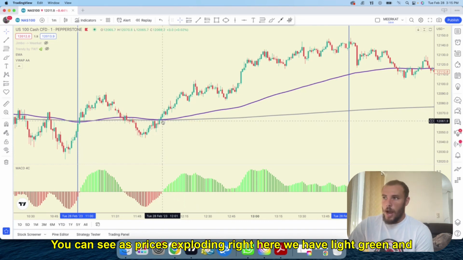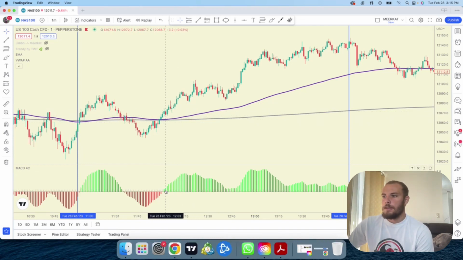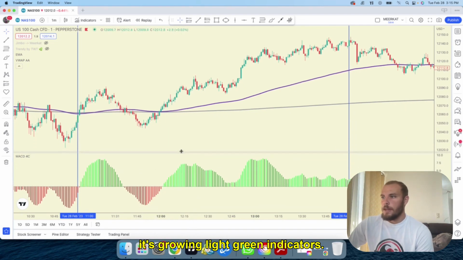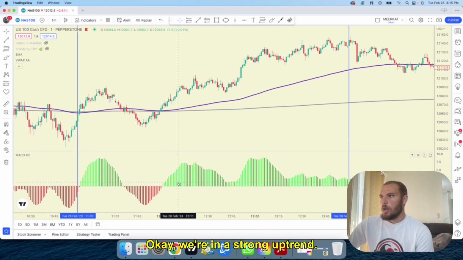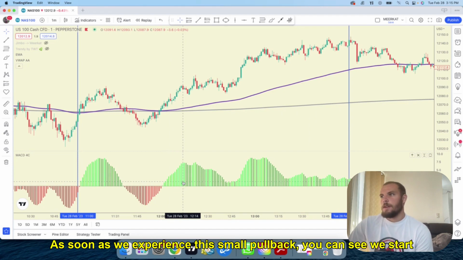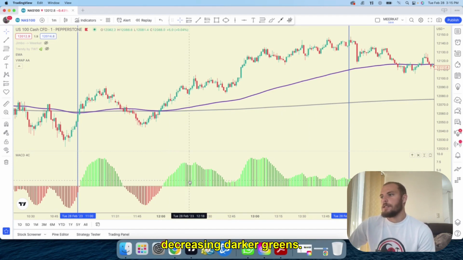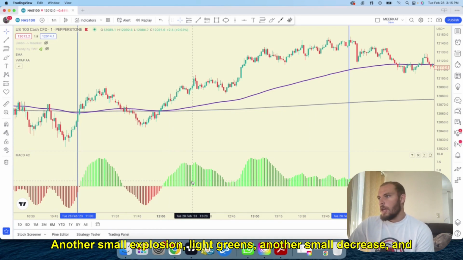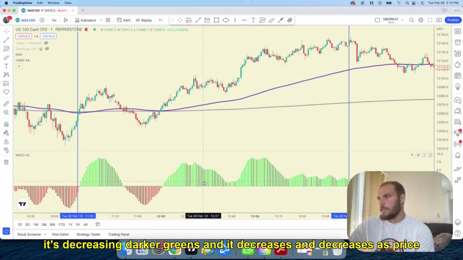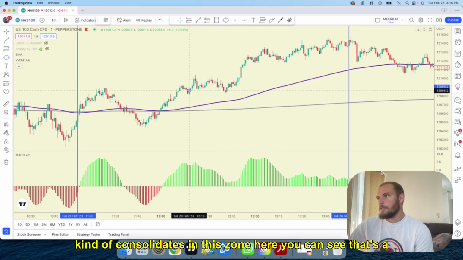You can see as price is exploding right here, we have light green and it's growing light green indicators, okay? We're in a strong uptrend. As soon as we experience this small pullback, you can see we start decreasing darker greens. Another small explosion, light greens, another small decrease, and it's decreasing dark greens. And it decreases and decreases as price kind of consolidates in this zone here.